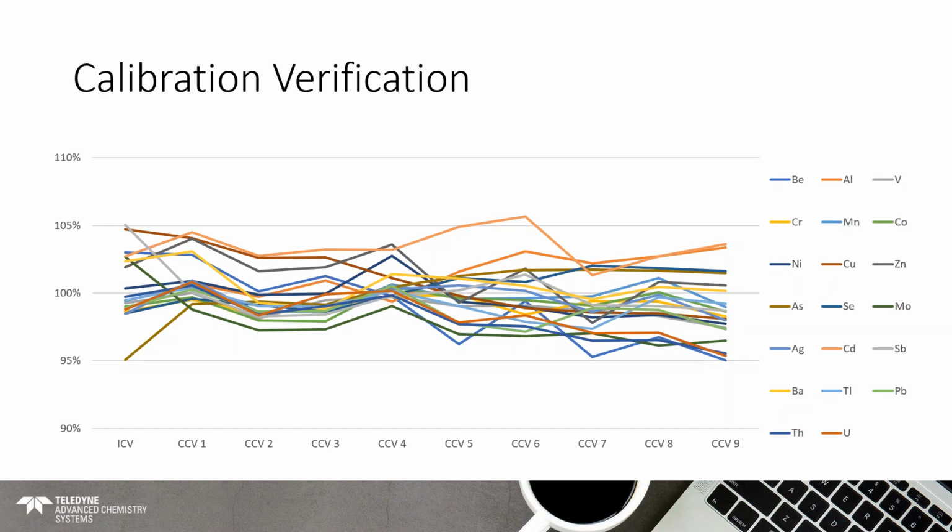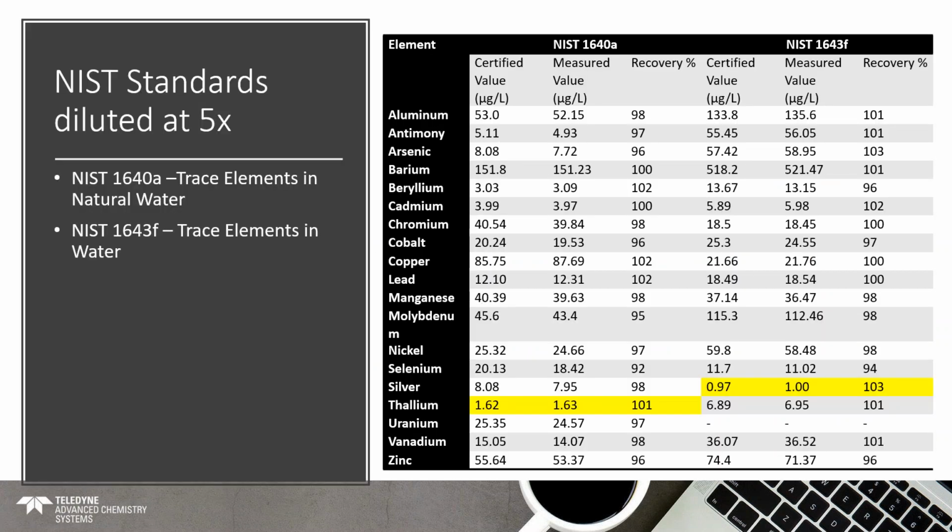In addition to that, we wanted to take something that's known and trusted. So we did some NIST standard preparation. We prepared these at 5x dilution and ran those on our ICP-MS. And for all the elements, we had a recovery between 92 and 102%. And you can see the NIST standards which we used there on the left. They're trace elements in natural water and water.